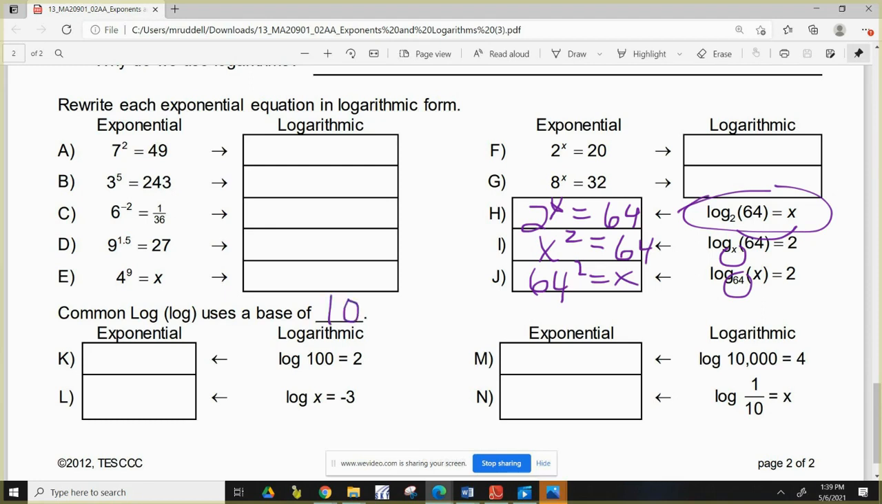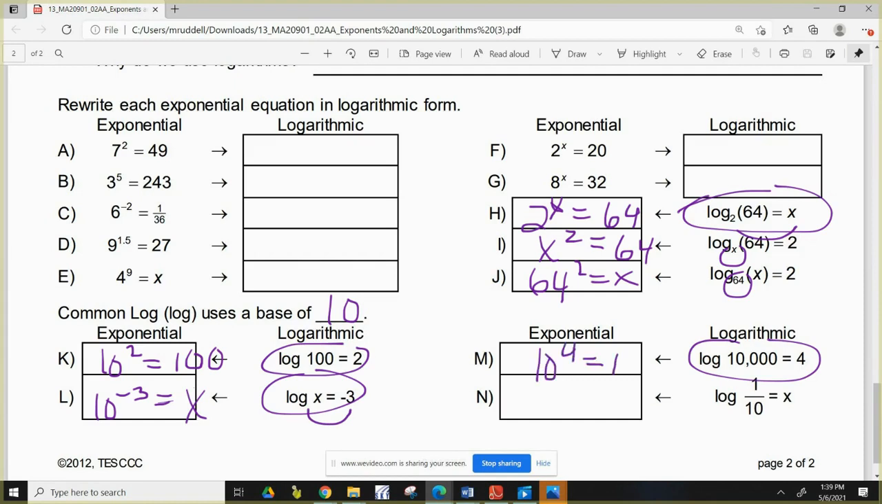Common log uses a base of 10. So on these, you notice we don't see any base written. That's 10 squared equals 100. Or 10 to the negative third equals x. 10 to the fourth equals 10,000. 10 to the power of x equals 1 over 10.